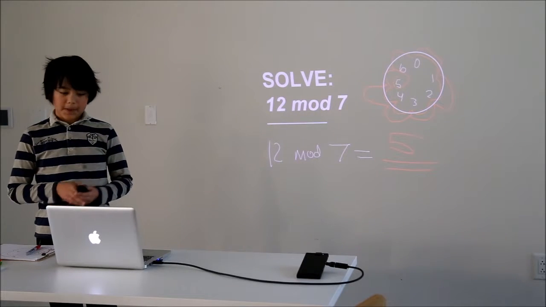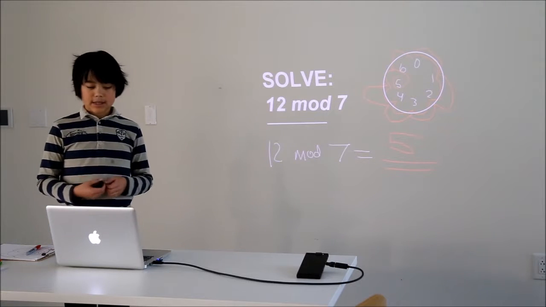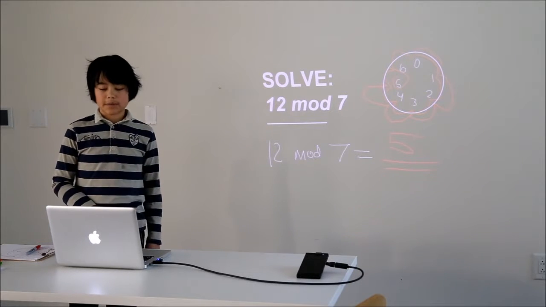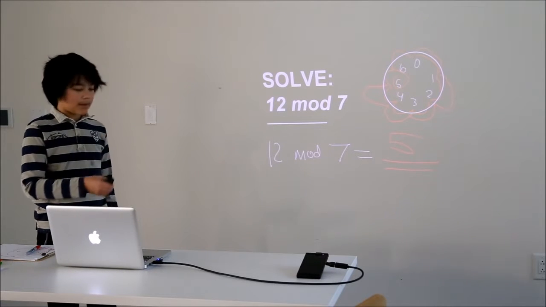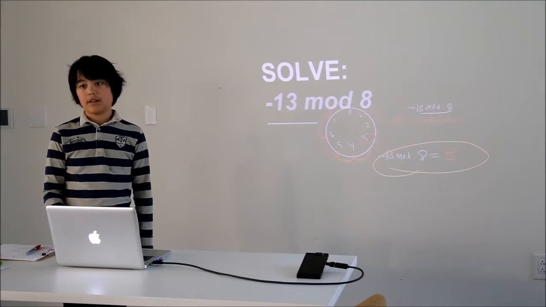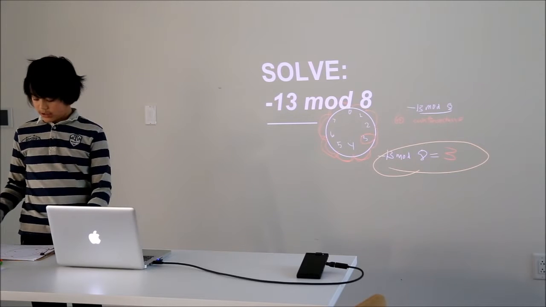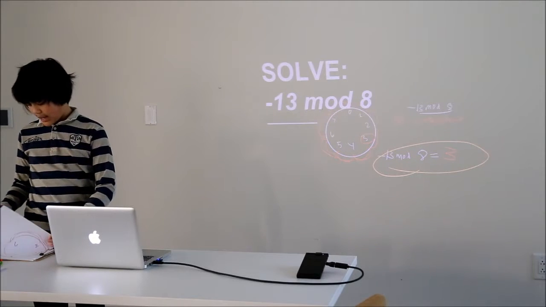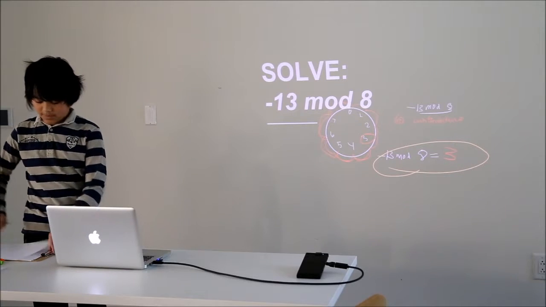Now let's solve 12 mod 7. I have a bigger diagram this time, and you do the exact same thing. You get a total of 7 numbers from 0 to 6, and then you go around clockwise 12 times. But what if you get a negative number, then mod a positive number? Well, what you would do is go counterclockwise, the total opposite way that a hand of a clock moves. I'll show you how to do this.